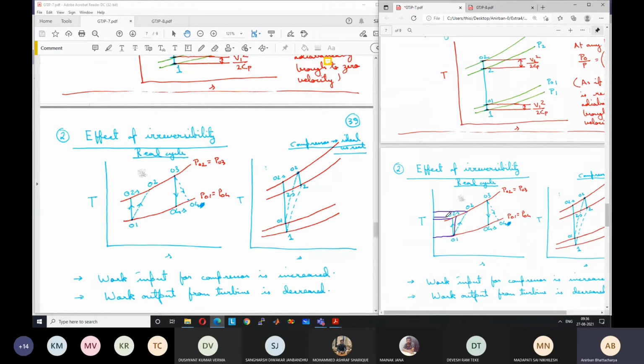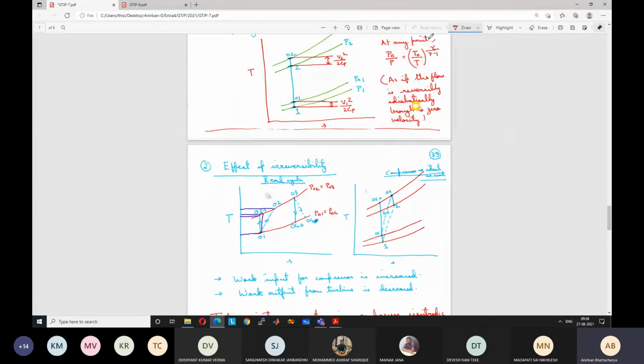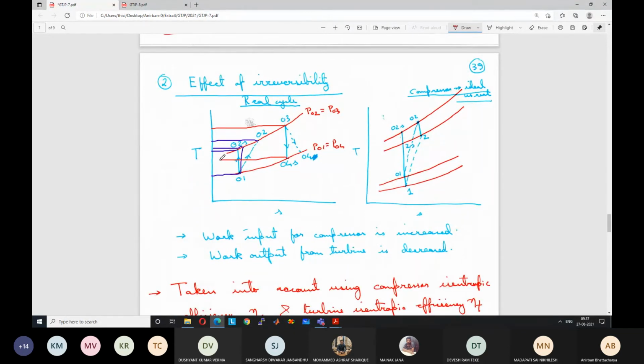Similarly, for the turbine, what is happening? Ideally, the turbine exhaust should have been at 04s. But because of irreversibility, now the actual exhaust occurs at 04, which is at higher entropy. Entropy is always increasing, right? So as a result, we are getting less work output. Ideally, we would have gotten this much work output, but now we are getting this much. So this is the reduction in work output that is occurring.